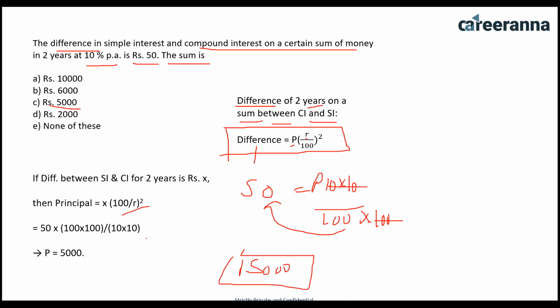I have done the exact same thing here. So please remember this formula. It is very helpful. I'll tell you for 3 years as well. So this is for 2 years. And if I have to make it for 3 years, what I will do is 3 plus R by 100. I have to multiply this number by 3 plus R by 100. And it would be for the difference of 3 years on a certain sum between CI and SI. Is it clear to all? Say yes, no.